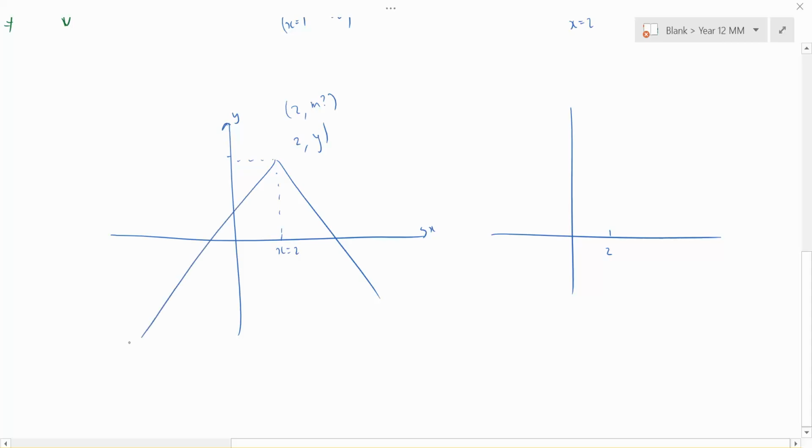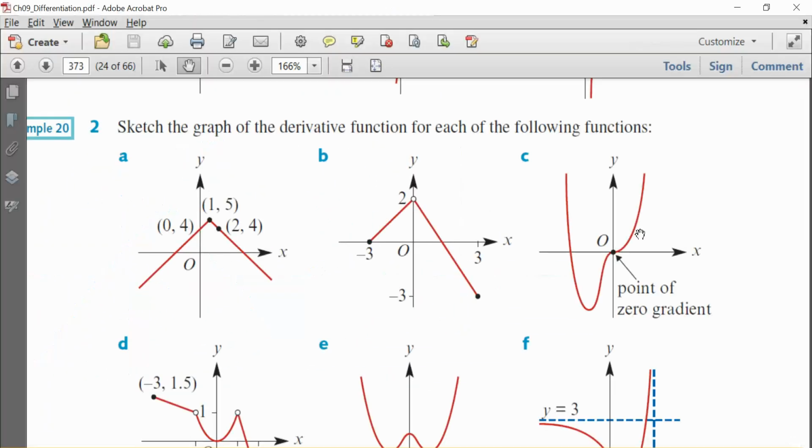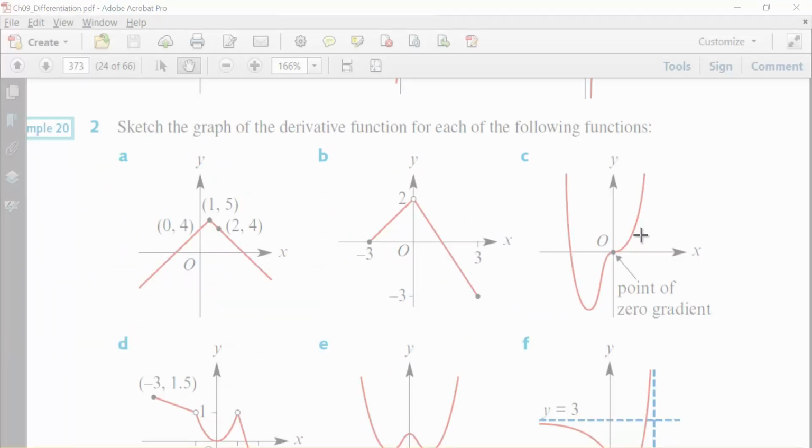Now logically, if you look at the graph that they've given us, where is it? I didn't copy it. No. Let's do this one.